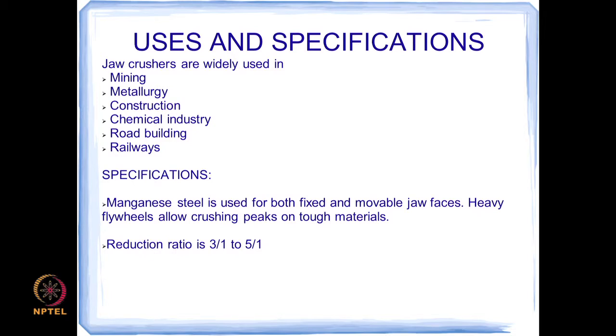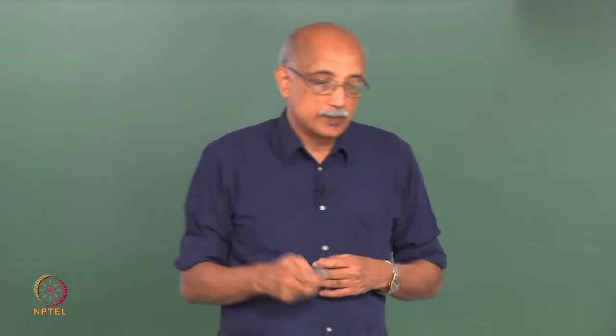Jaw crushers are used in mining, metallurgy, construction industry, chemical industry, road building, and railways. Usually manganese steel is used for the jaw faces. Crushing is a highly intensive process, so you need to make sure that you use materials that are resistant, particularly to abrasion, erosion, breaking, and damage. The size reduction ratio is not huge. You are not going to go from millimeter sizes to micrometer sizes. You will typically go from a few centimeters down to a few millimeters in size.